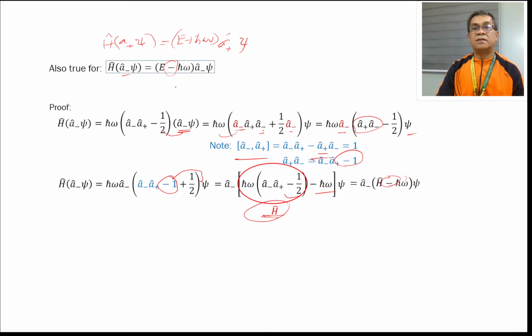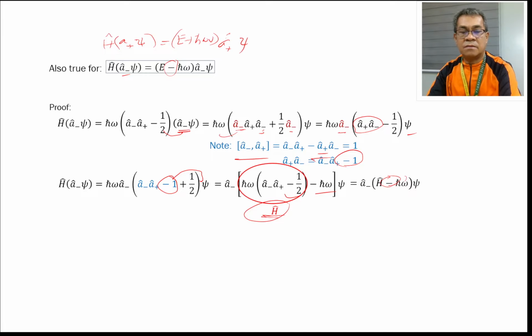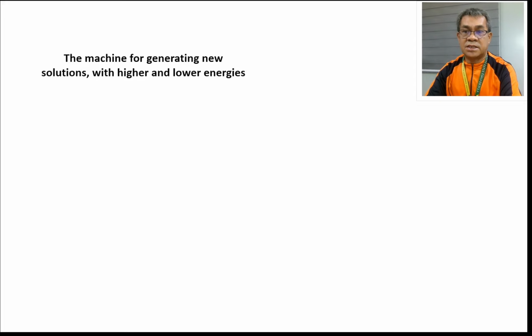Okay. So again, what does it mean? If we apply the raising operator to psi, it levels up its energy. If we let the lowering operator act on psi, it will subtract the energy by ħω. So that's why we call this a ladder operator. It's a kind of machine for generating new solutions.